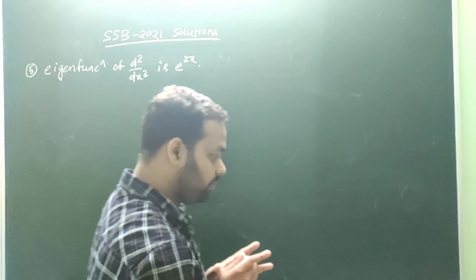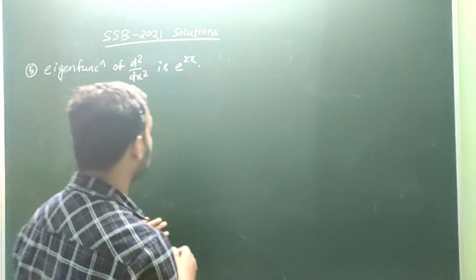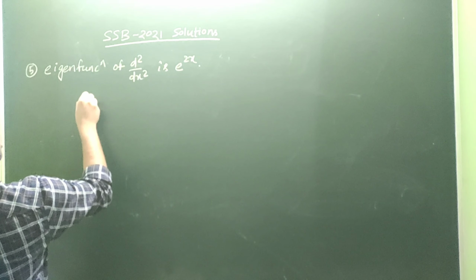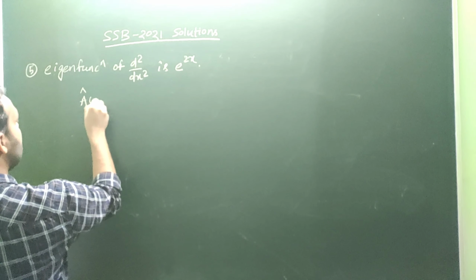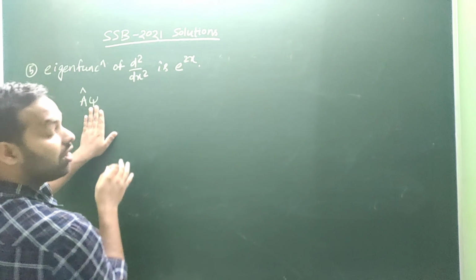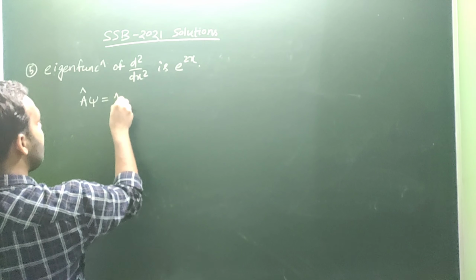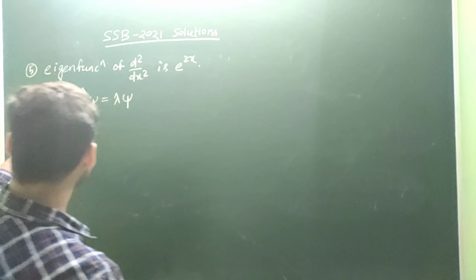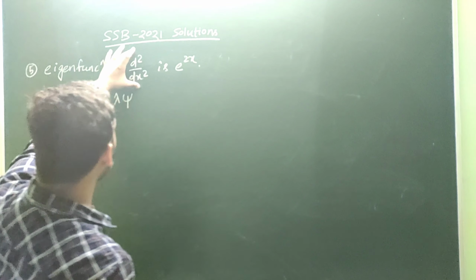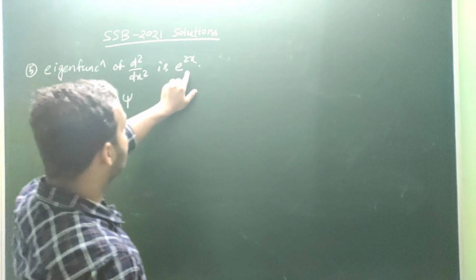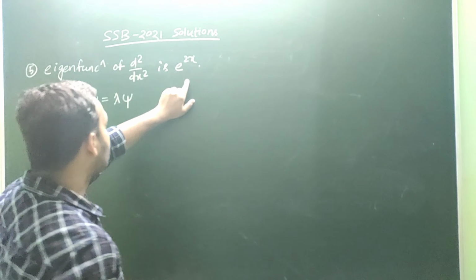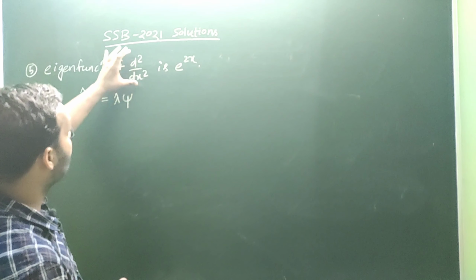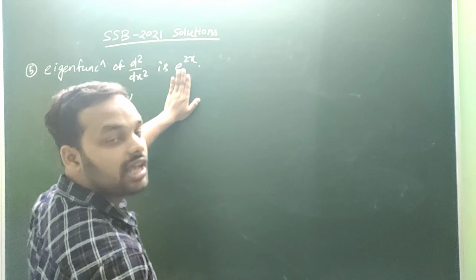So for the eigenfunction to satisfy the eigenfunction condition, you know, if we have an operator A operating on a wave function psi, then you will get some eigenvalue lambda, and this psi remains as it is. So here it is saying that the operator is d square by dx square, and the eigenfunction is this one. Okay, so he is asking for the eigenvalue. So you just have to operate this operator on this eigenfunction.